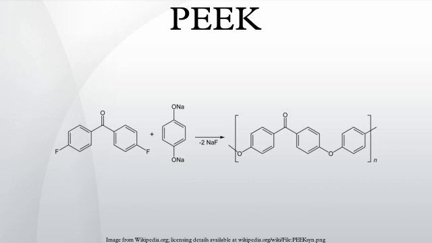PAEK has a glass transition temperature of around 143 degrees Celsius and melts around 343 degrees Celsius. Some grades have a useful operating temperature of up to 250 degrees Celsius. The thermal conductivity increases nearly linearly versus temperature between room temperature and solidus temperature.